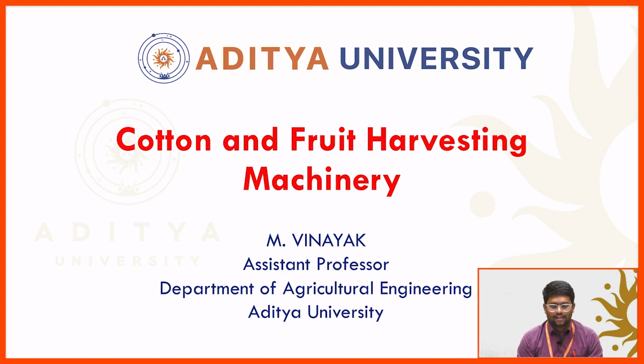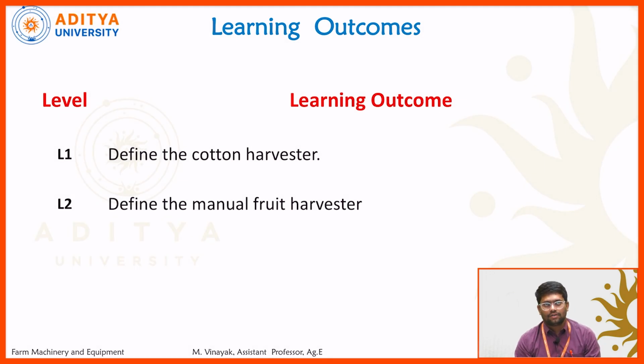Today's topic is the cotton and fruit harvesting machinery. These are the learning outcomes of today's lecture. Define the cotton harvester, define the manual fruit harvesters. Regarding the cotton harvesters, here we can discuss two types of harvesting mechanisms, drum type and chain and sprocket type mechanisms for harvesting the cotton crop, and different manual fruit harvesting tools. We can discuss the manual harvesting tools in today's class.